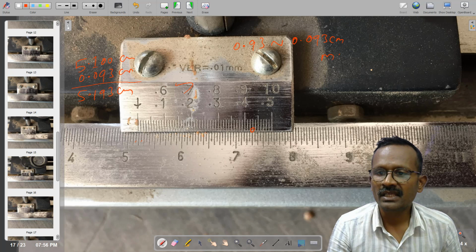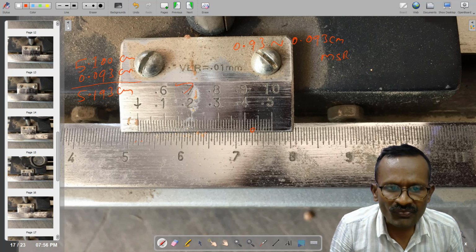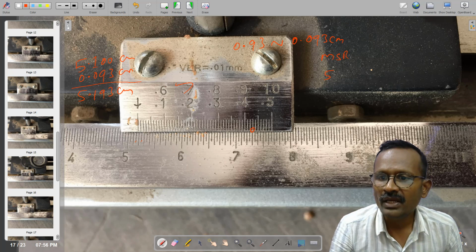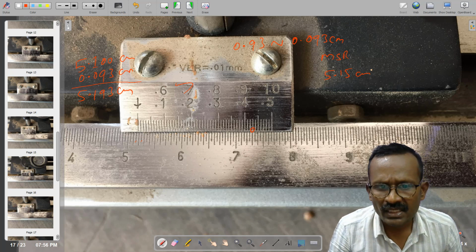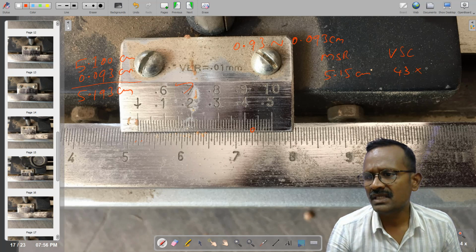What about this one? Main scale reading. What is the main scale reading? It is lying between 5.1 and 5.2, so 5.15 centimeter. Which is the coincidence? The coincidence is 10, 20, 30, 40, 43. The 43rd vernier scale division coincides. You multiply this by the least count, 0.001 centimeter. How much will you get? 0.043.